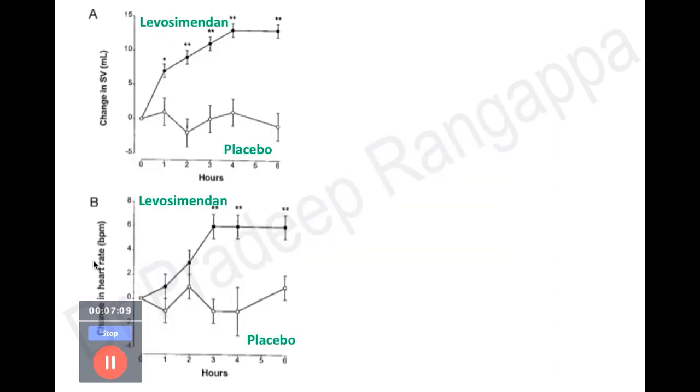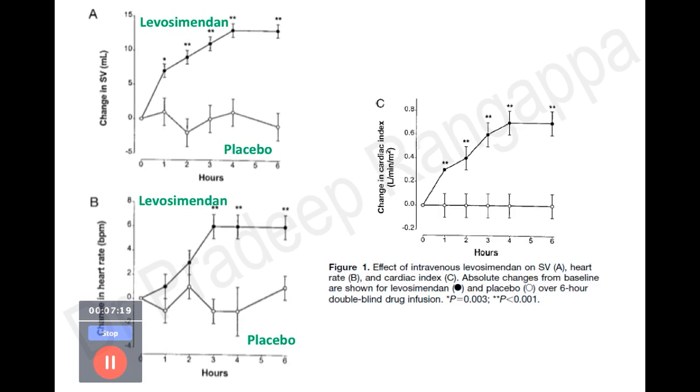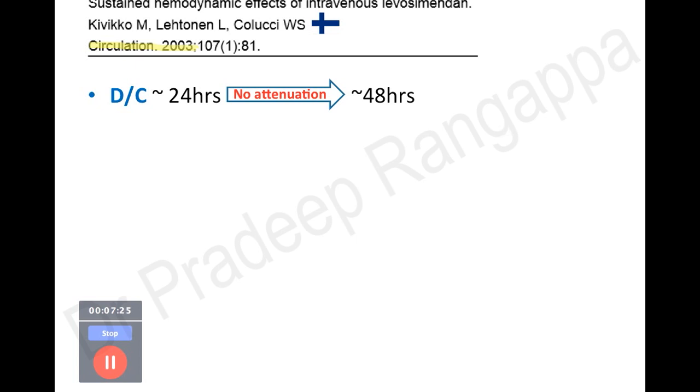And this is a graphical representation. As you see, the change in stroke volume compared to placebo was much better with levosimendan, heart rate also increased much more than placebo, and the cardiac index, as you see, was much better than placebo. So this was another study, from Finland.